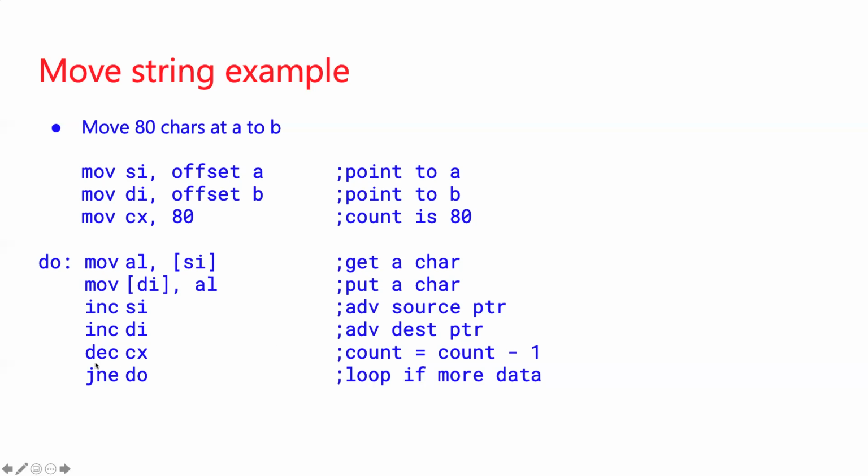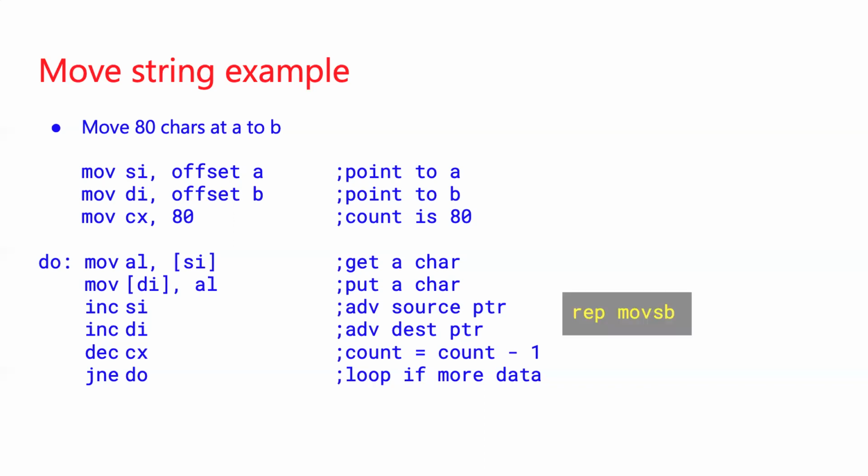So every time around, I'll decrement CX. And as long as it doesn't hit 0, then I've still got more to copy. So as long as it's not equal to 0, as long as it hasn't reached 0, I'll go back to the top of the loop and copy the next byte. So every time around this loop, this copies a byte from source to destination. And it's going to take 80 iterations of this loop to copy the whole thing.